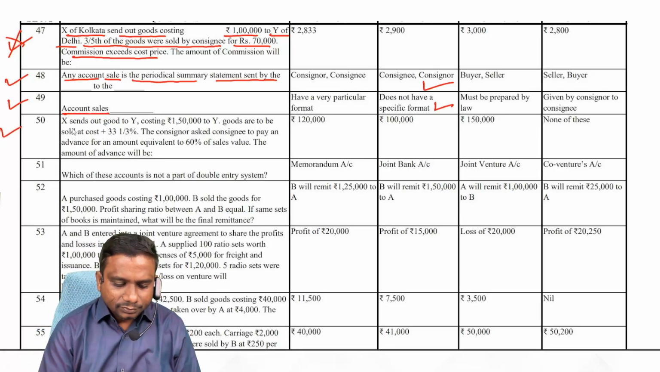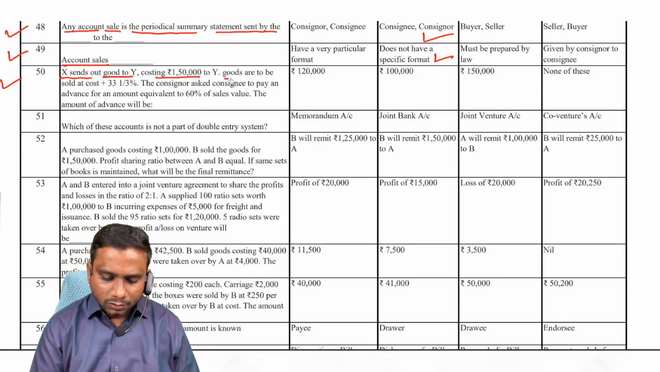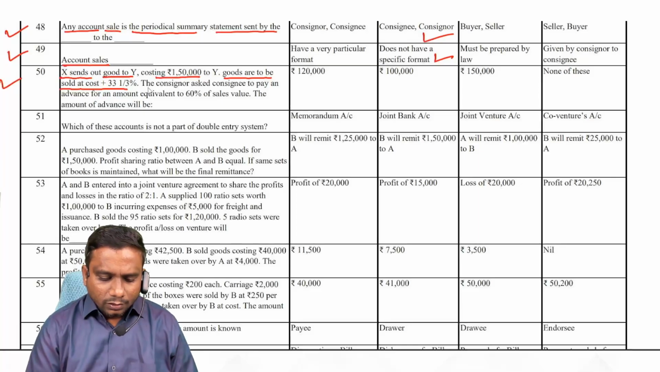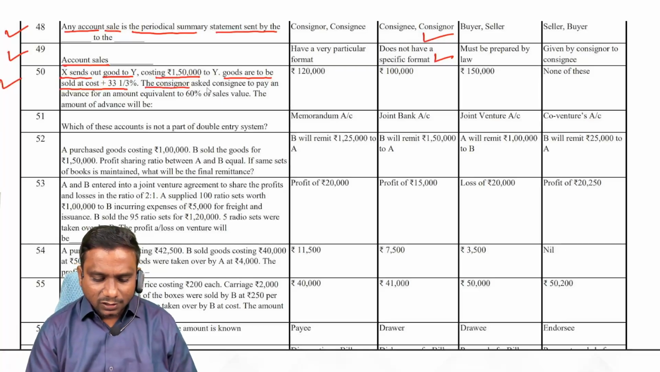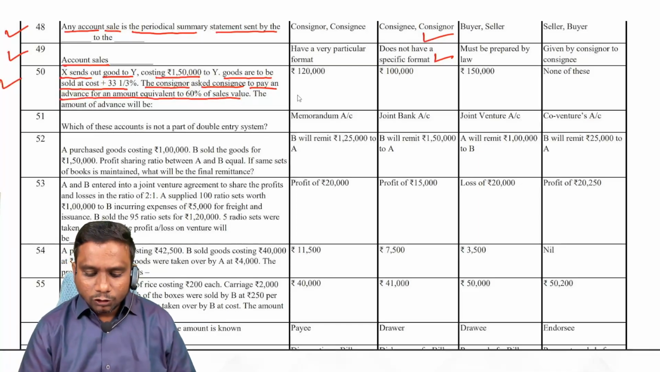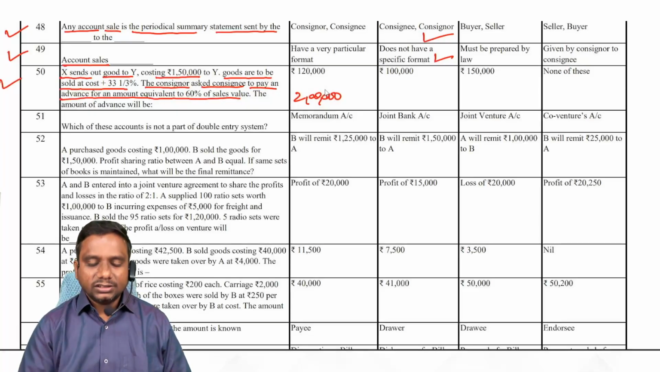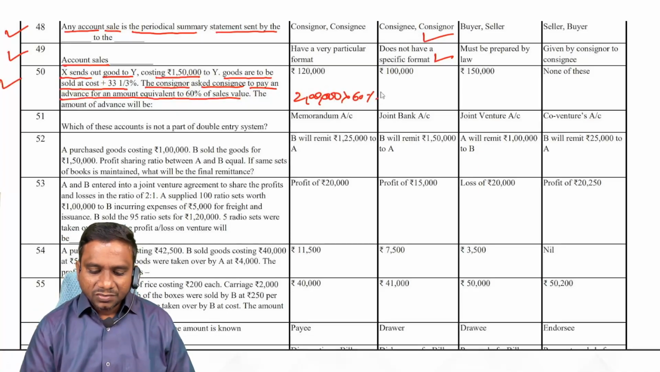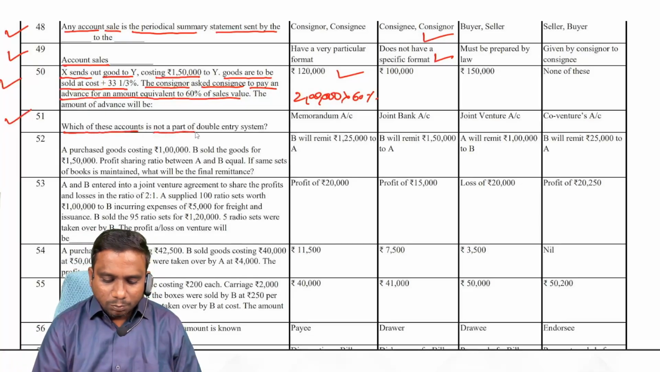Next one, 50th. X sends out goods to Y costing 1,50,000. Goods are to be sold at cost plus 1/3. Then what is the total sale value of goods? 2 lakhs. 150 into 1/3, 50,000 is profit, totals 2 lakhs. The consignor asks the consignee to pay an advance equivalent to 60% of sale value. What is the sale value, students? 2 lakhs. Now the consignor asked the consignee to take some advance, 60% of sales. How much? 1 lakh 20,000. Yes, correct. 51. Which of these accounts is not a part of the double entry system?